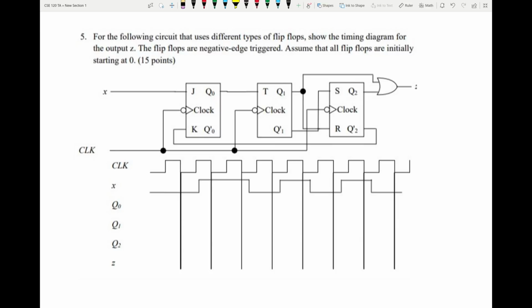The first part here is going to be based on timing diagrams. This is number 5. That's one we're going to be stepping through now. It's on your mock final. If you haven't looked at the mock final, I would highly recommend you do so.